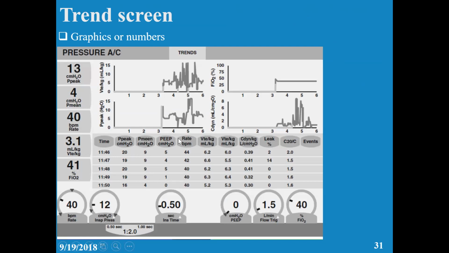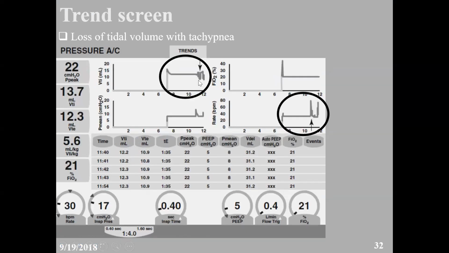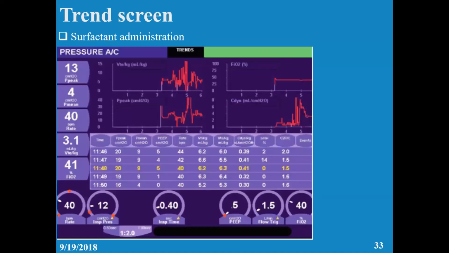Okay, look at here, a beautiful picture, because we see screen, we see numbers, and we see graphs. Very important. We see the set, we see the measured, we see the trend over time. Okay, this is the time. So if you can look here, the tidal volume was good. All of a sudden, the tidal volume decreasing. The pressure was good. All of a sudden, we need more pressure. We're losing the tidal volume. Maybe because of tachypnea, this patient was tachypneic. But also maybe other reasons.